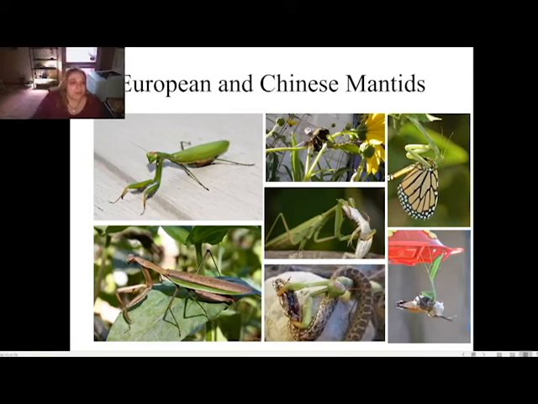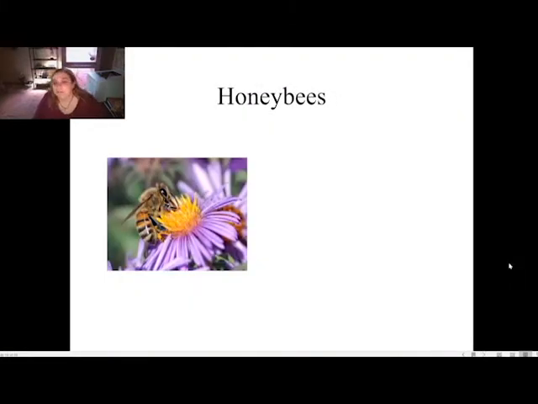So another one that most people don't know about are honeybees. And this is the European honeybee. So these are the ones that the beekeepers have. And they're very popular because they make honey and people love honey. And because people think, oh, they're pollinators, they need to be around.